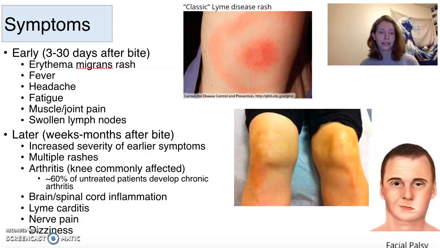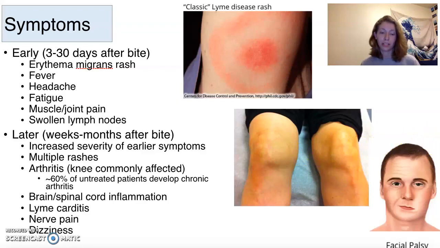And without being treated, you can manifest later symptoms. So weeks to months after your bite, patients can show increased severity of some of the earlier symptoms, like a more severe headache. And you can have multiple rashes at this stage, so they can show up all around your body. In untreated patients, arthritis is very common. About 60% of untreated patients develop chronic arthritis, and the knee is the most common place affected, which you can see here.